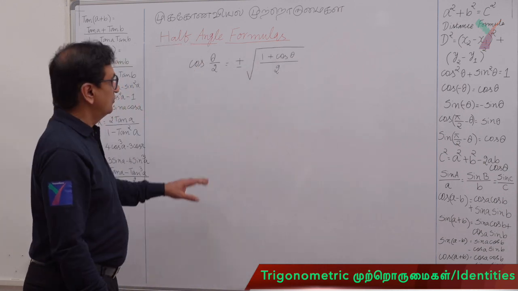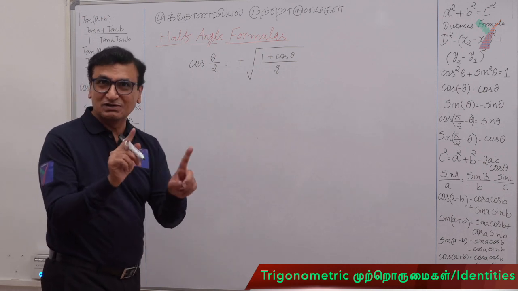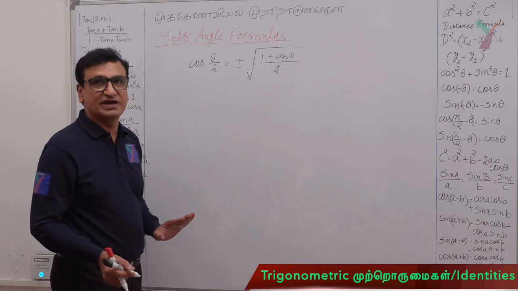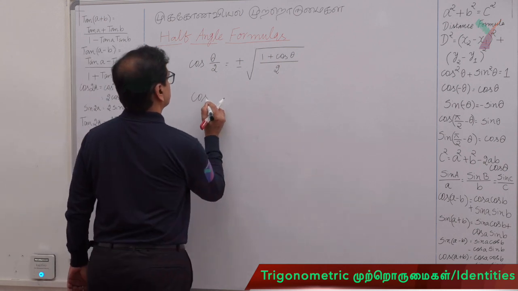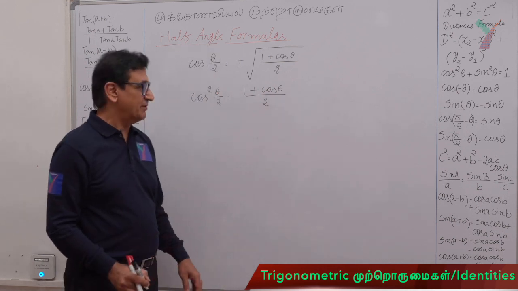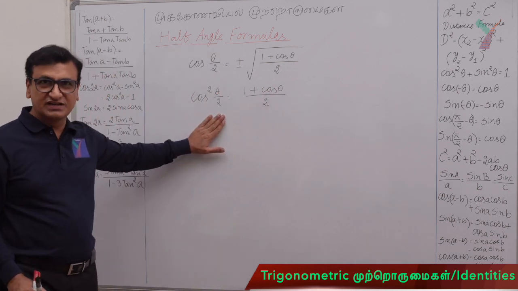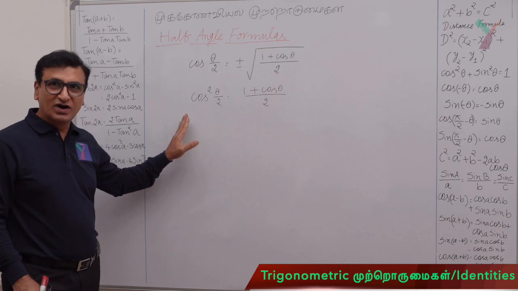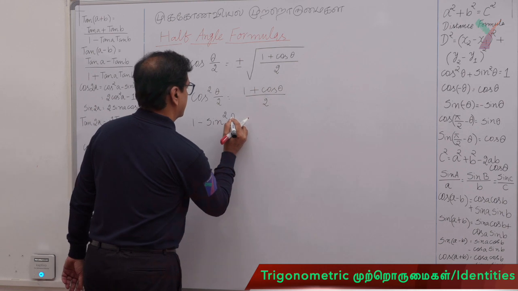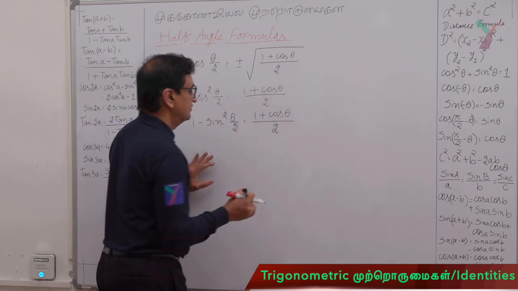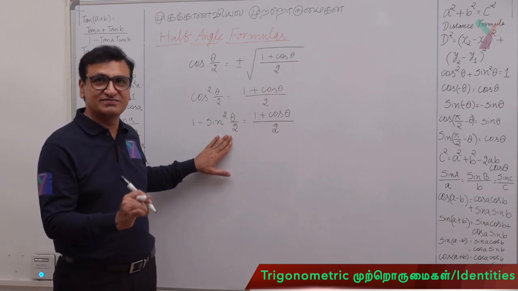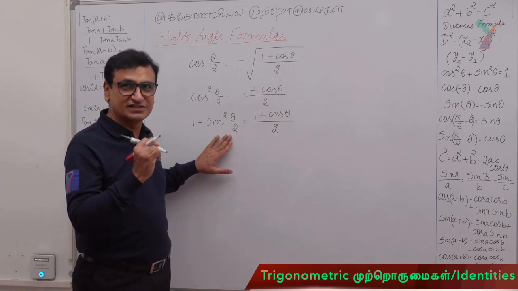Okay, now again take square on both sides. So you will end up with the same cos square theta by 2 formula. Okay, in the cos square theta by 2, how can we write this? Can we write it as 1 minus sin square theta by 2? So in the expression, if we solve for sin theta by 2, we will have our half angle formula for sin.